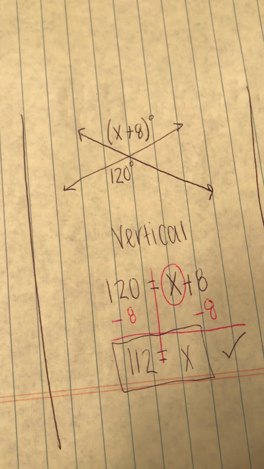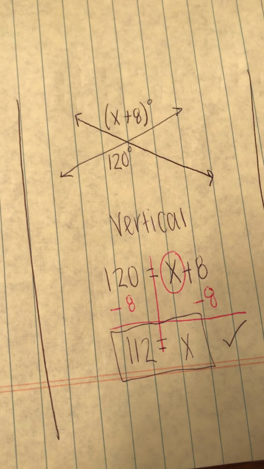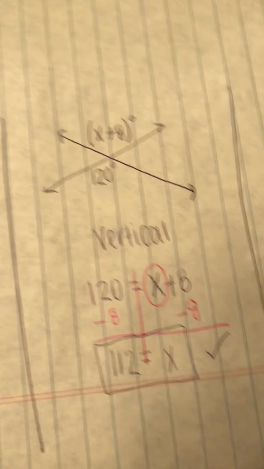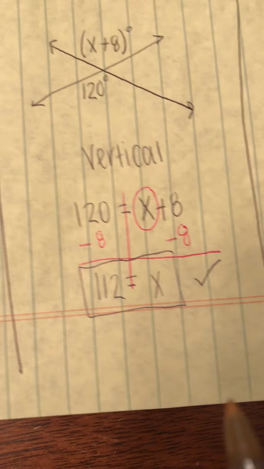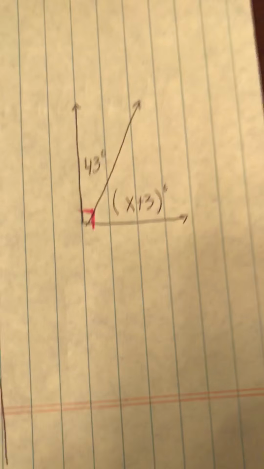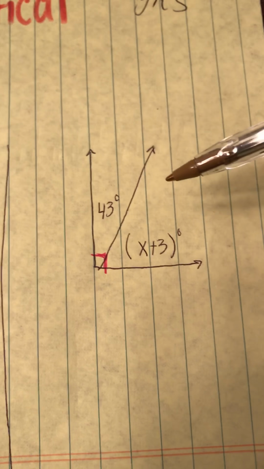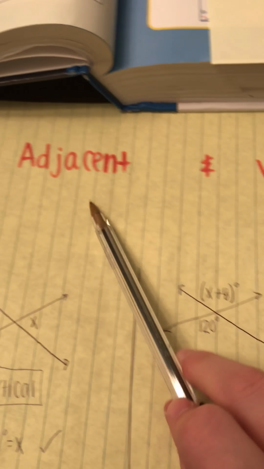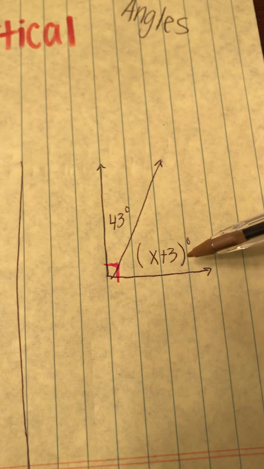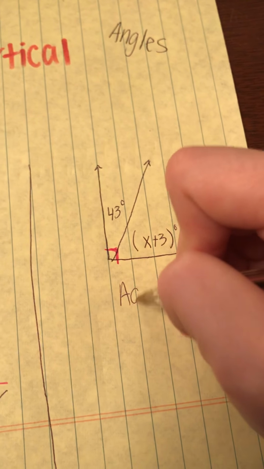We're good. If you want to double check your work, you can take 112 plus 8 and you will get 120. So you know you did that one right. Last problem. Again, we're deciding if it is either adjacent or vertical. These are adjacent. They are next to each other.